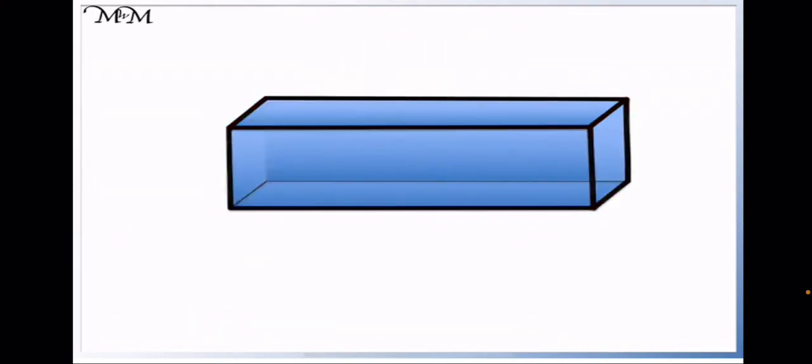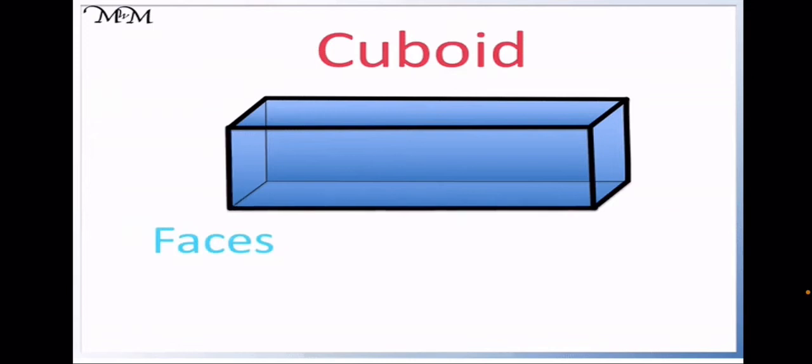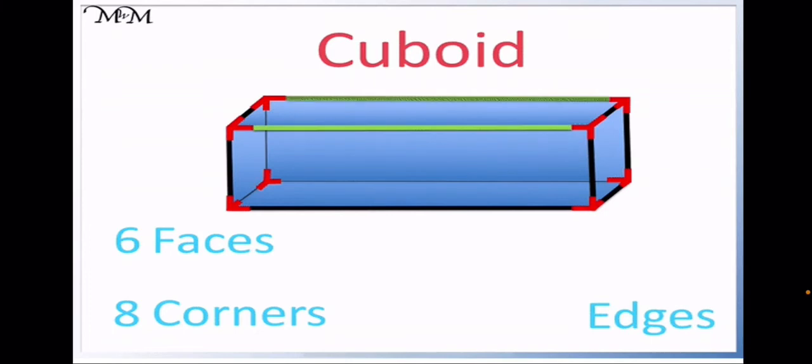There are 12 edges. Now a difference between the cube and a cuboid is that in a cube all the 6 faces are identical, but in a cuboid only opposite faces are identical. Over here you can see this and this looks like a square. So these two are identical.